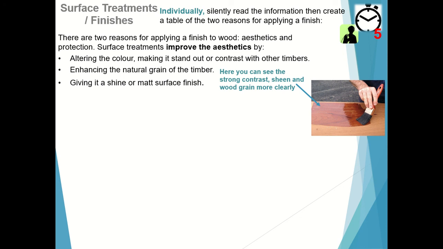Surface treatments improve the aesthetics by altering colour, enhancing the natural grain, or giving it a shine, which we call gloss, or a matte surface finish. So what you can see in the image there is a glossy sheen from the finish. You can also have a matte finish which doesn't have a glossy shine.